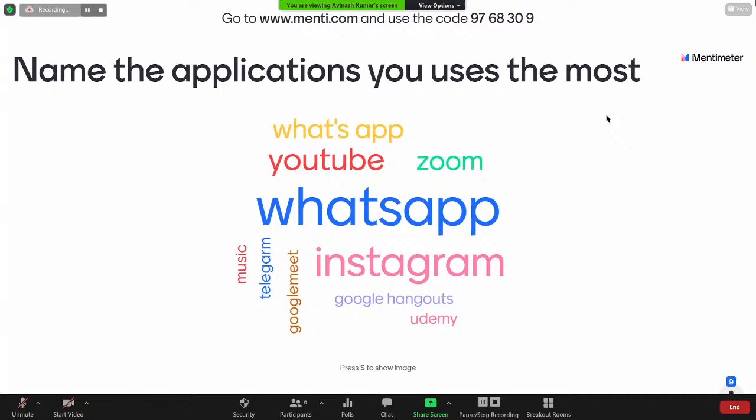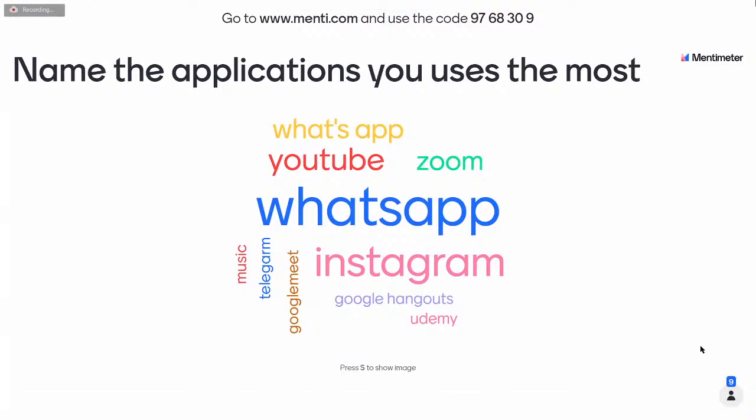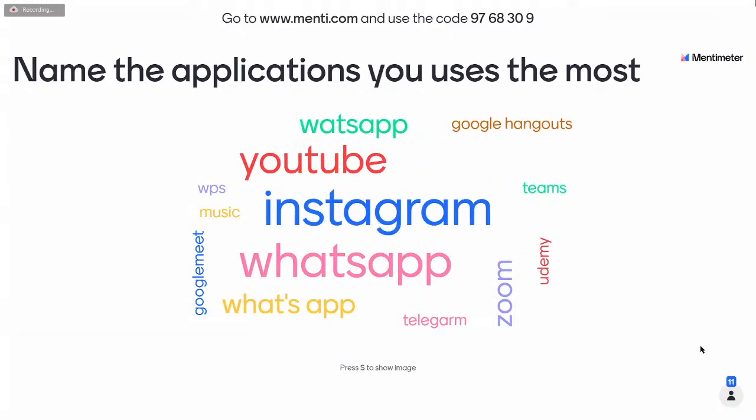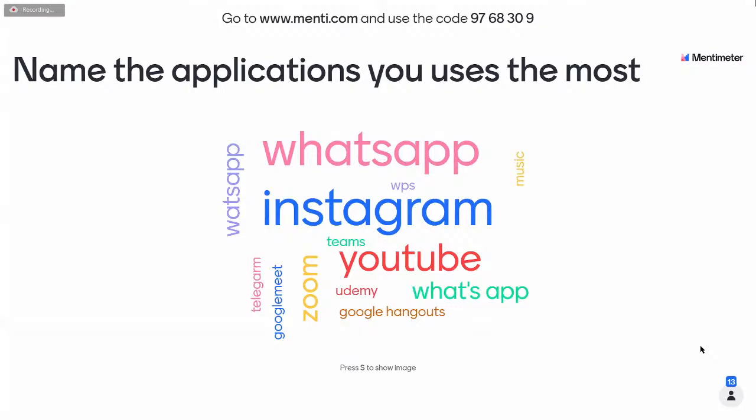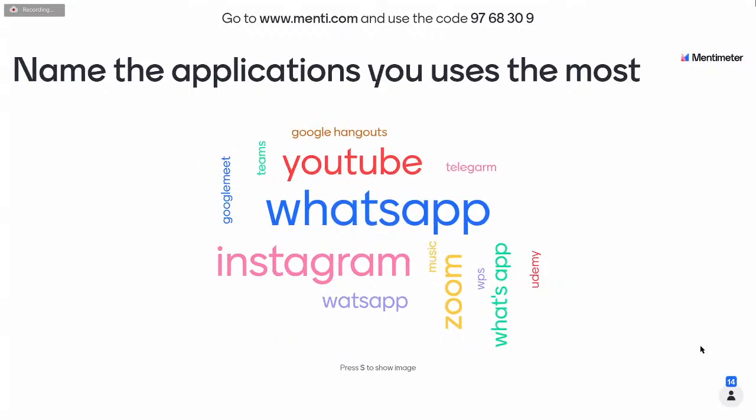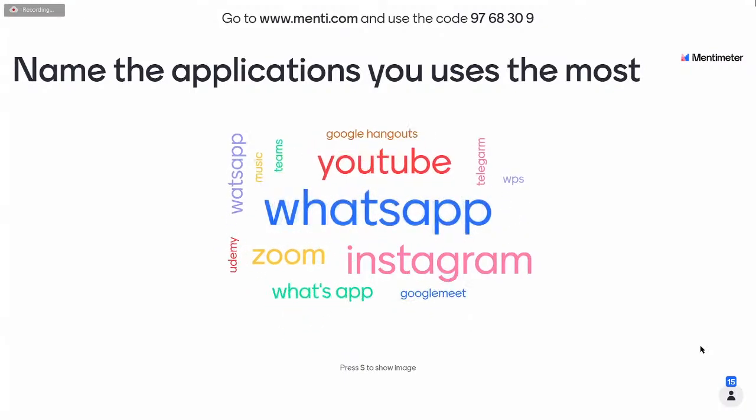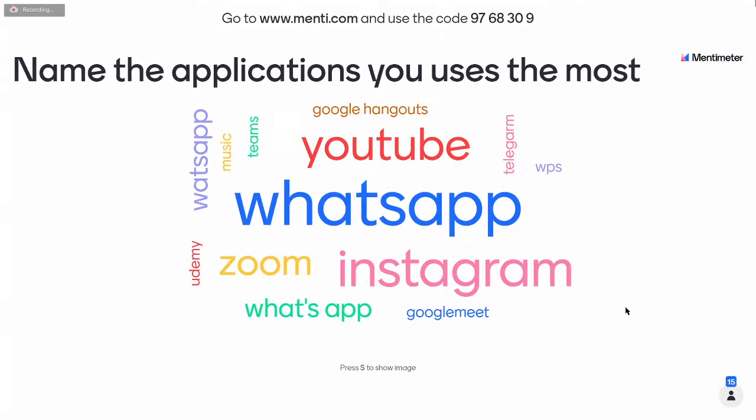Already I am having 9 results already, right? So with this, I can conclude most of the people use applications such as YouTube, Instagram, and WhatsApp the most. Some of you have told like music, WPS, Google Meet, Udemy, music, Telegram, right? So this is a cool way of getting the results from your end. Now, that's nice. Thank you.